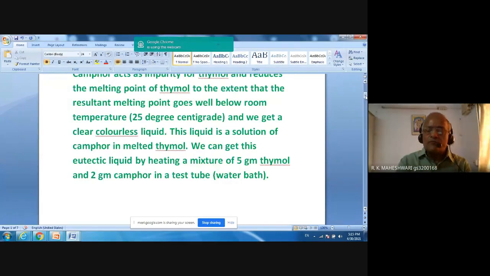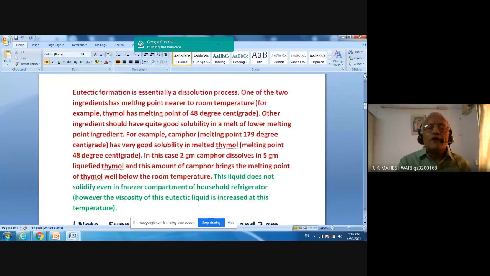Why? The reason is, now let me explain. Eutectic formation is essentially a dissolution process. One of the 2 ingredients has melting point nearer to room temperature. For example, in this case, thymol has melting point of 48 degrees centigrade. The other ingredient should have quite good solubility in a melt of the lower melting point ingredient. For example, camphor, which has got melting point of 179 degrees centigrade, has very good solubility in melted thymol, whose melting point is 48 degrees centigrade.